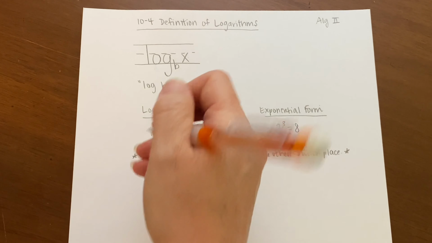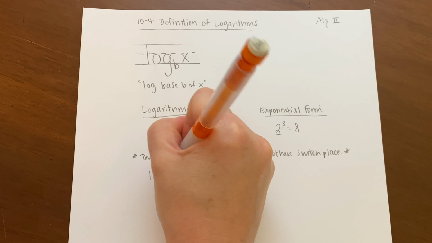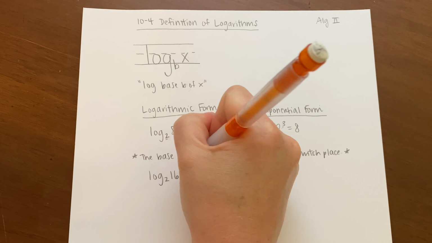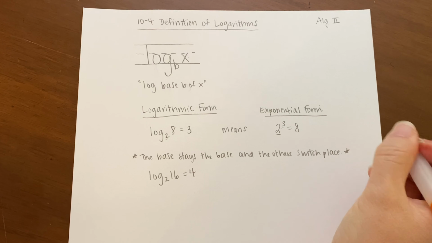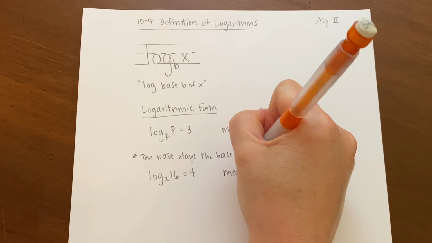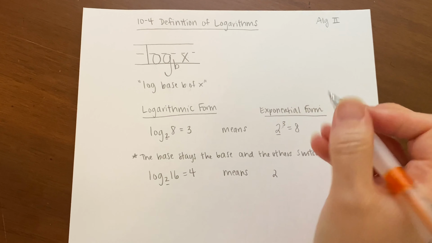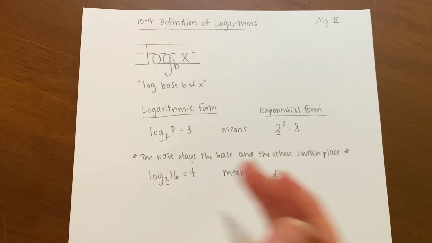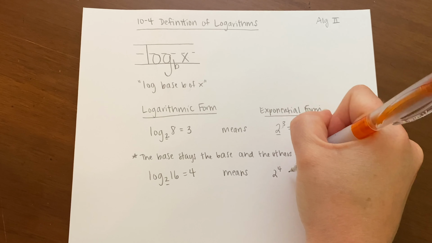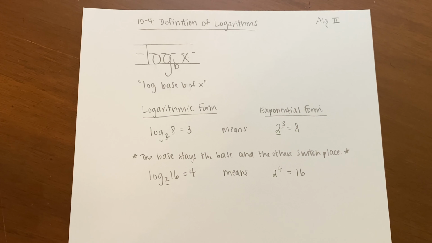Let's try another one. If we have log base 2 of 16 equals 4, that means the base stays the base, so we have a base of 2. The others switch place, so the 4 and the 16 are going to swap, so the 4 comes over here, the 16 goes over there. So log base 2 of 16 equals 4. That just means 2 to the 4th equals 16.